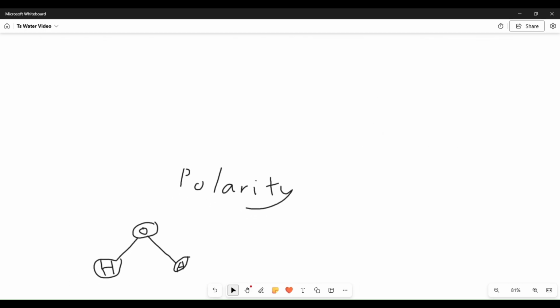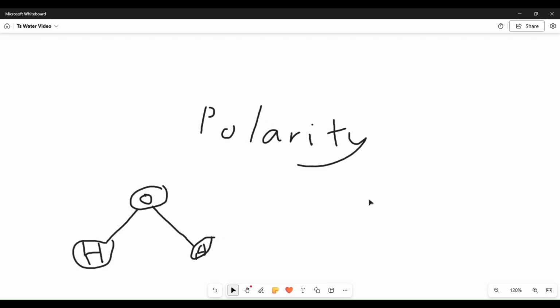Now, what is polarity? Polarity is a molecule's uneven distribution of electrons, which results in one side having a partial positive charge and another side having a partial negative charge.